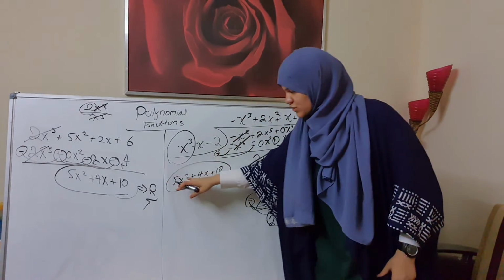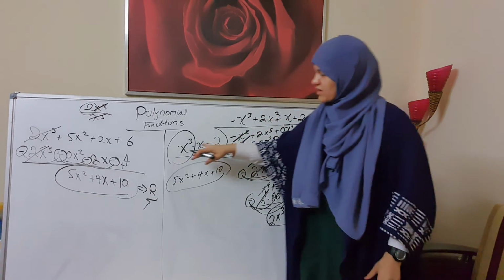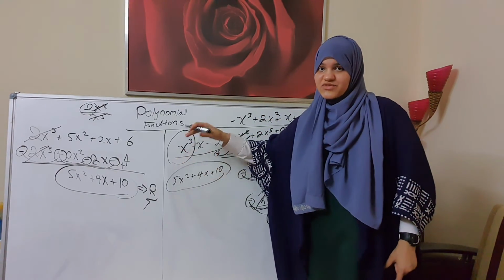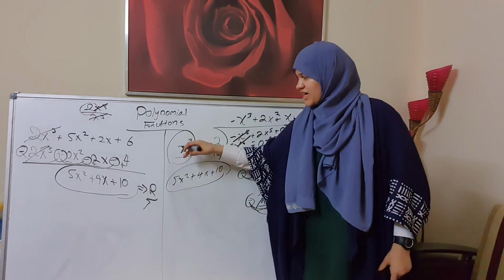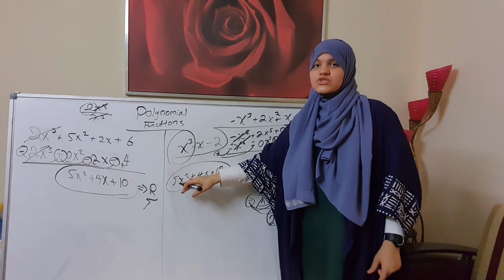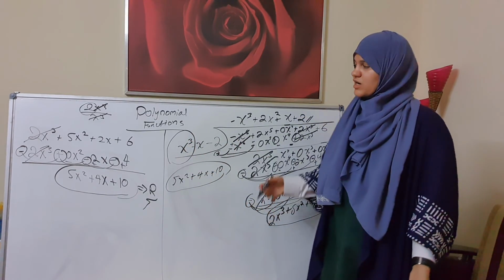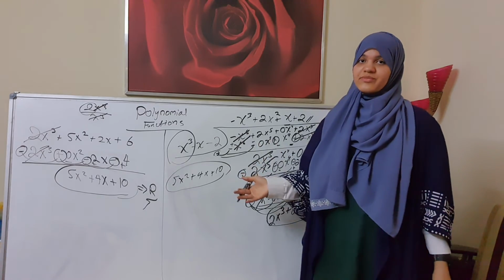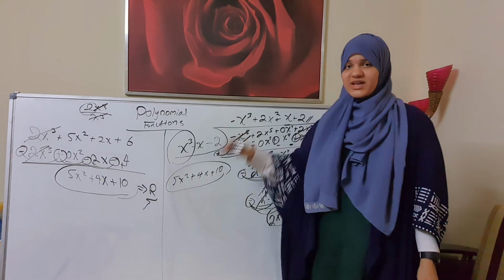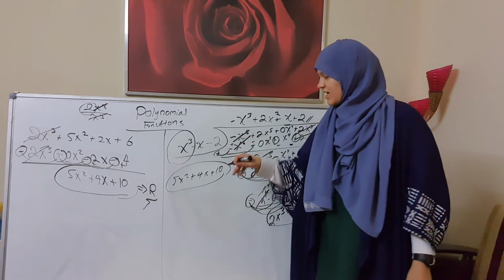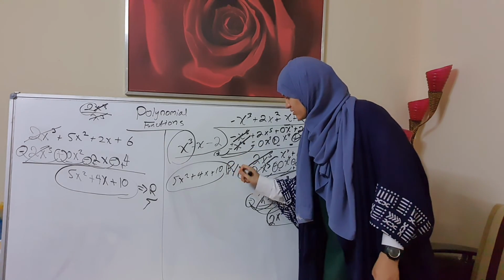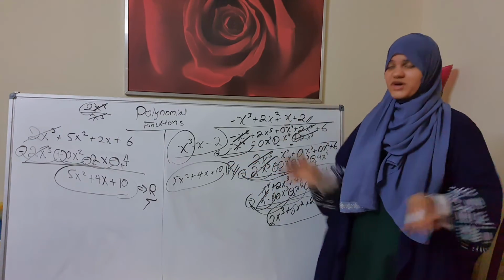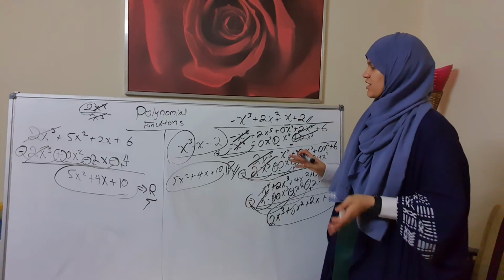Because the exponent of 5x squared is less than the exponent inside the divisor, which is x cubed. So that means x cubed is greater than x squared, so we cannot complete the division. It will be the last answer, the final answer. So that means it is the remainder.